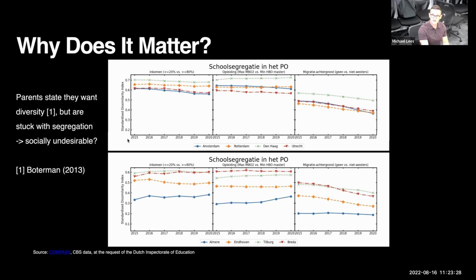I think I explained this as well, that parents want a socially diverse school. They want a diverse school in different ways. What Willem, my colleague, found is that ideally they would like the school to contain around 70% of the same group. That's the same educational background, the same ethnic background, and the same income background. And if it gets more than that, they actually start to not like the school as much.